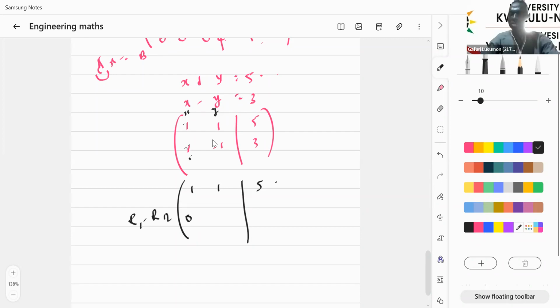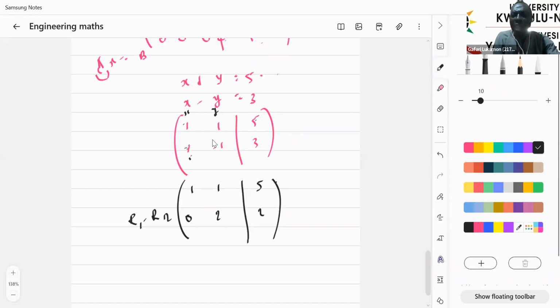So 1 minus minus 1 will give me 2. I hope you understand now. That will give me 2. Then this one, 5 minus 3, that will also give me 2. So the advantage of this is that now I've made this 0.